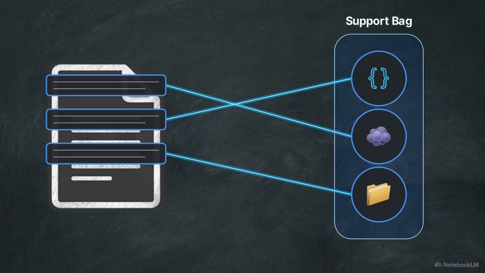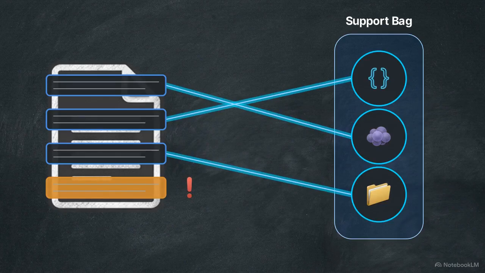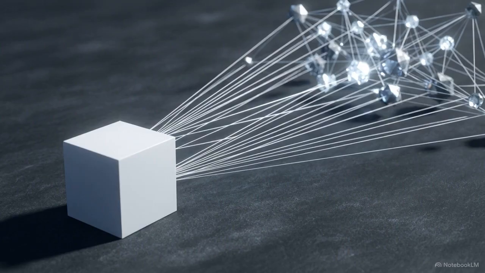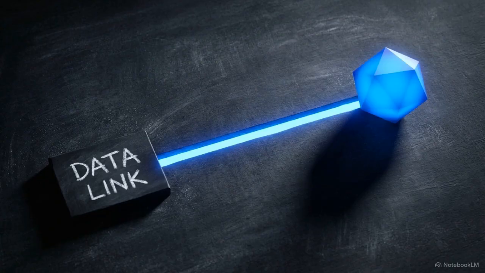This support bag explicitly exposes what data truly backs the answer. If the LLM generates a claim that lacks a supporting vector line back to the evidence, that gap is instantly highlighted. The support bag transforms black box text generation into a fully mapped, traceable evidence graph. The system can physically prove where every part of its response originated.